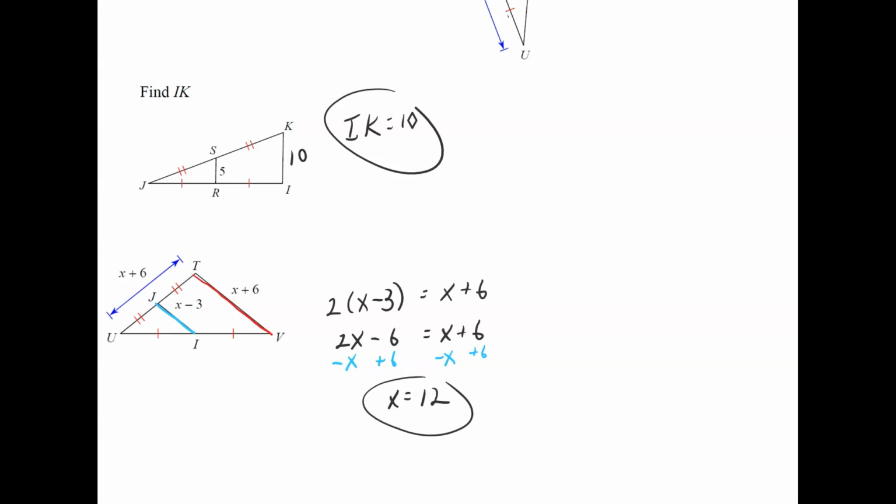And the directions aren't clear here, but we're asked to find x, but let's still plug it in. Okay, so let's say this one would be 12 minus 3, which is 9. And this one would be 12 plus 6, which is 18. Well, 18 is twice as big as 9, so we must have done something right.